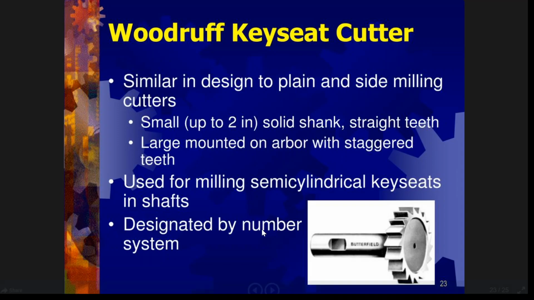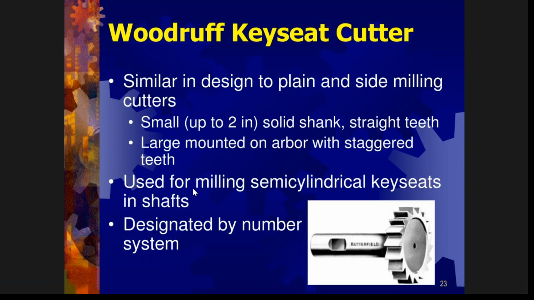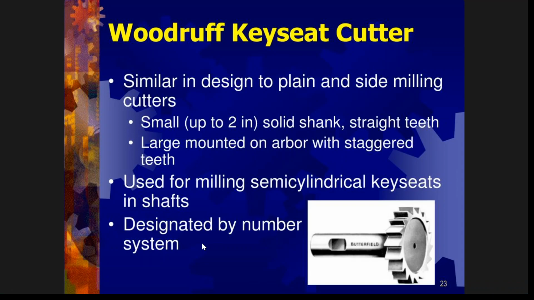Woodruff key seat cutter. This is similar in design to the plain milling cutter and side milling cutters. A small one, up to 2 inches, has a solid shank with straight teeth; a large one is mounted on an arbor with staggered teeth. This is used on an arbor in a horizontal milling machine for milling semi-cylindrical key seats in shafts, designated by a number system. This is not a commonly used cutter; these are cutters for special purposes.